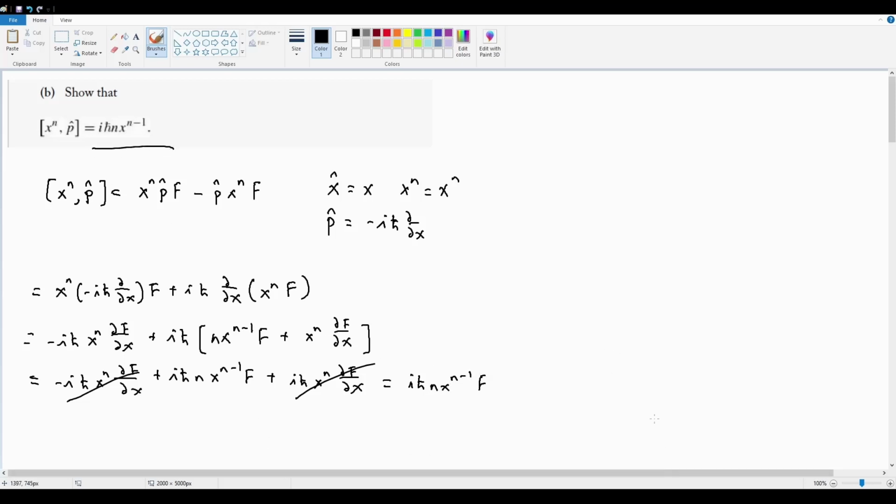And just like that, we are done with part B, because remember, this f is an arbitrary function. We can just leave it out of the commutator, right? So yeah, now let's move on to part C.